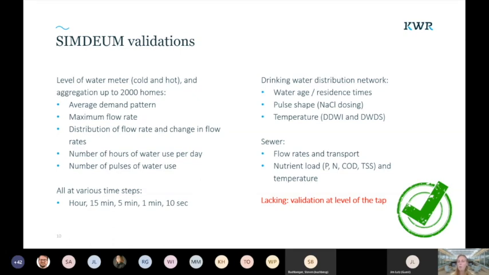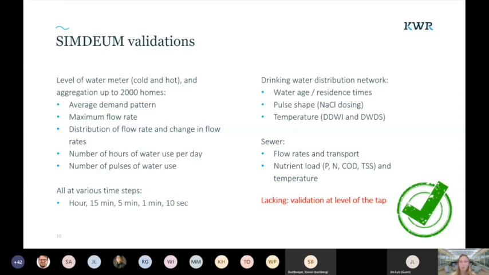We've also looked at a variability in flow rate and a change in flow rates. We've looked at different time steps, so hour, 15 minutes, down to 10 seconds. We do not have measurements of 1 second. We also looked at applying this in drinking water distribution networks, and then we looked at water quality specifically, and we also did validation on water age and pulse shape of electric conductivity measurements.